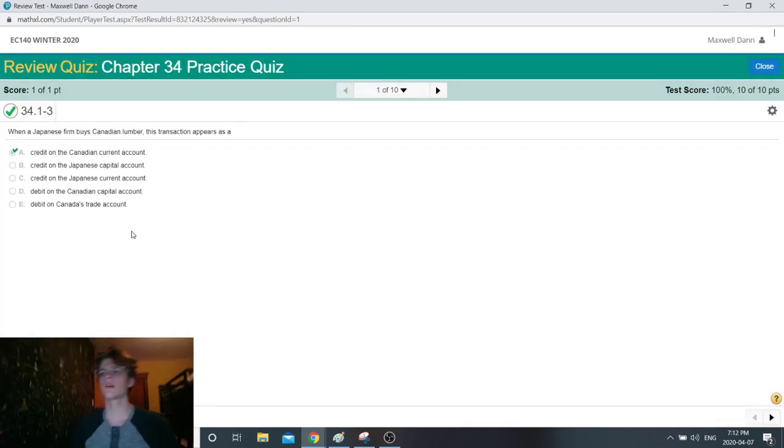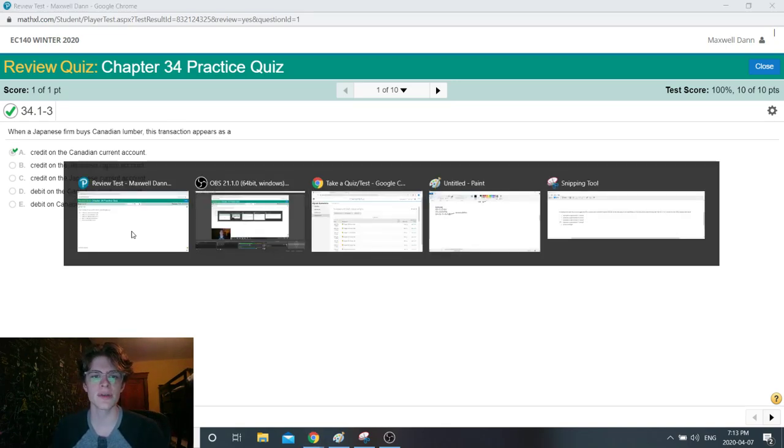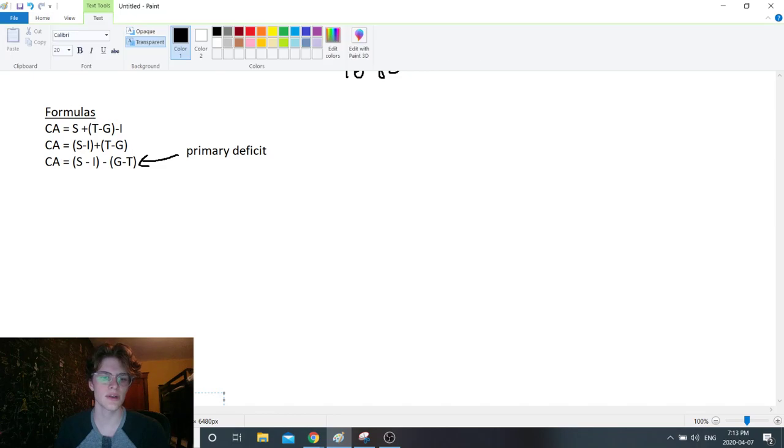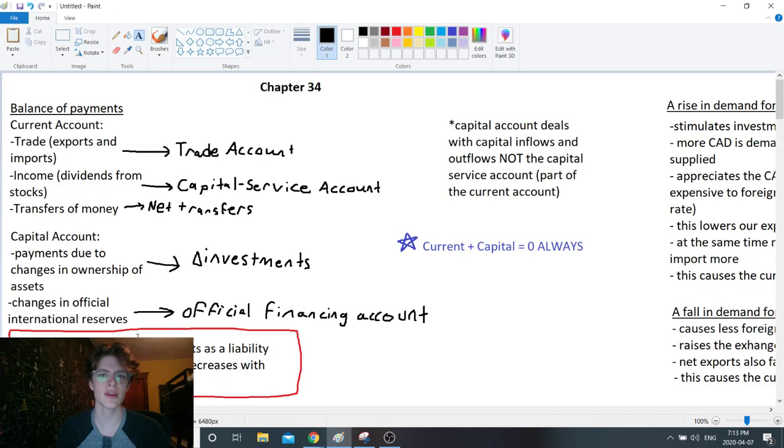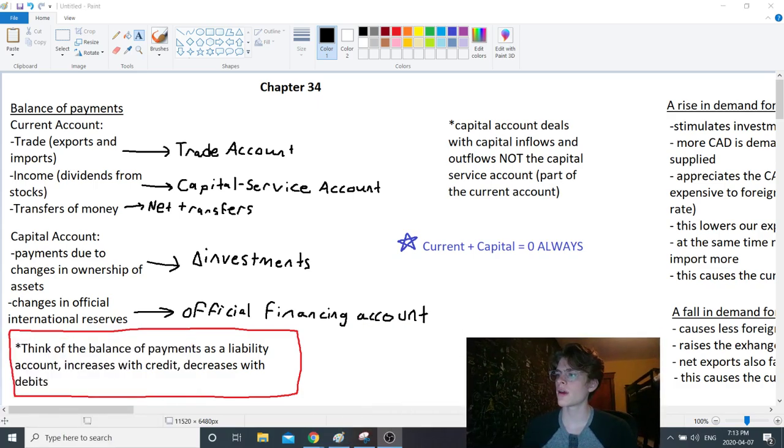Alright, so when a Japanese firm buys Canadian lumber, this transaction appears as a... So this is a balance of payments question. So let's take a quick look at the balance of payments stuff. So balance of payments, there's two separate accounts. We have the current account and then we have the capital account. And you can think of them kind of as like assets and liabilities or whatever, in that they have to add to zero. Current plus capital always equals zero.